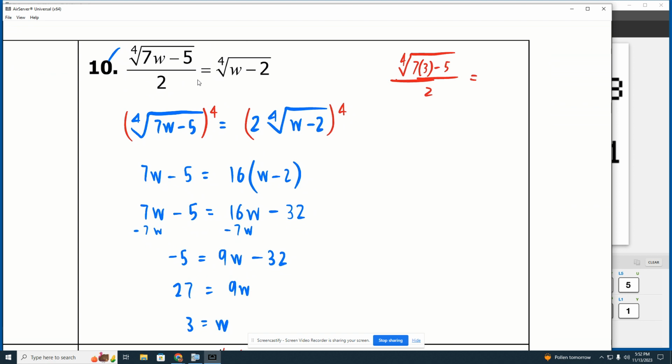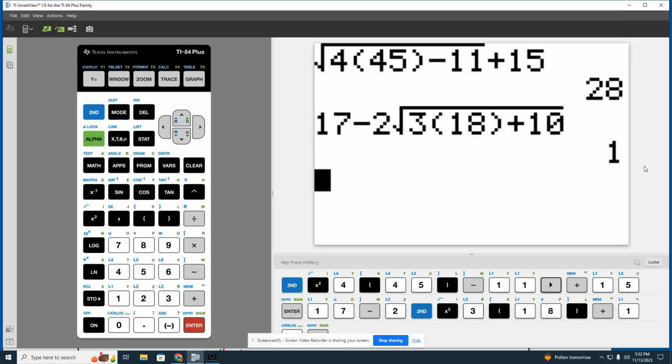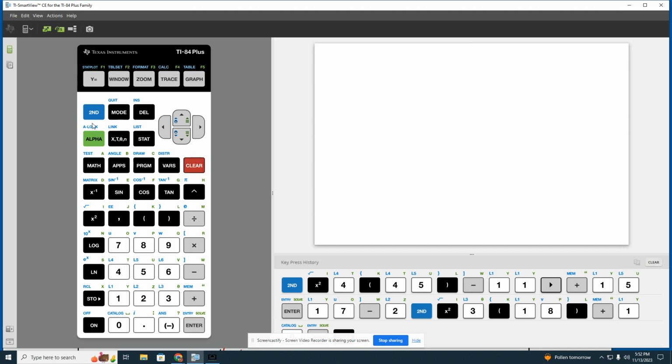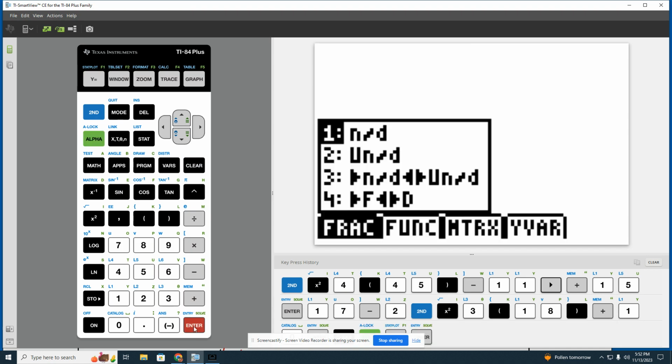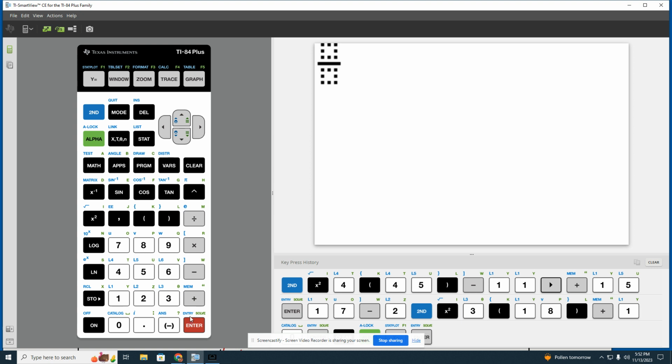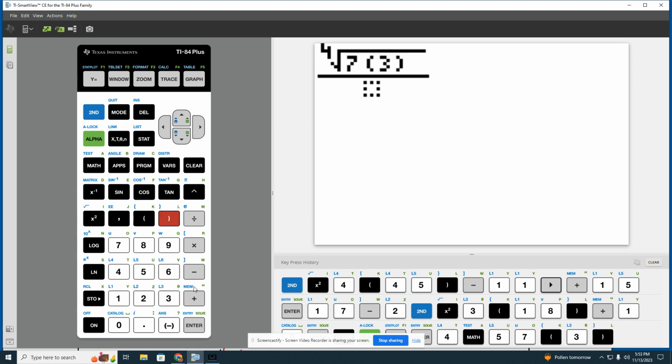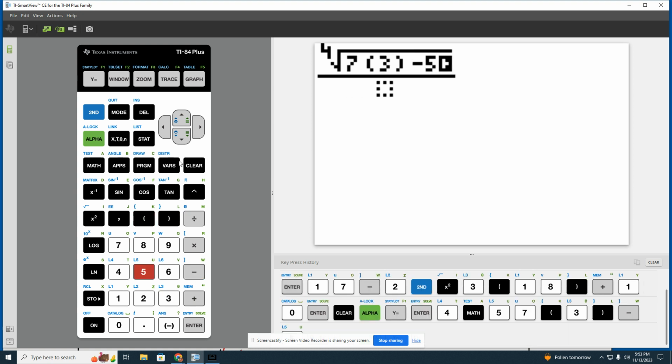And I'm going to check to see if that's equal to the fourth root of 3 minus 2. I'm just plugging this value of 3 into the w on both sides, and I'm going to check to see if they're equal. So here we do the first one. I've got a fraction, so alpha y equals number 1. Up top, we got the fourth root, so math 5. We talked about that. And then I do 7 times 3 minus 5 up top divided by 2.